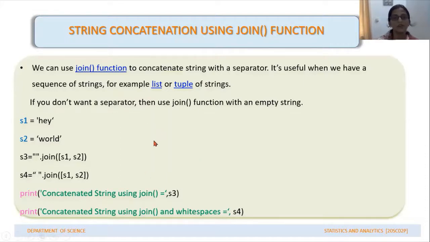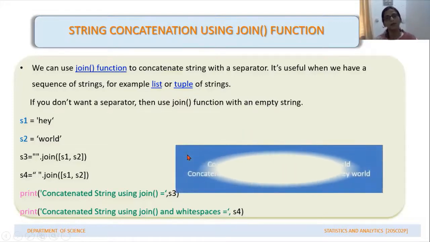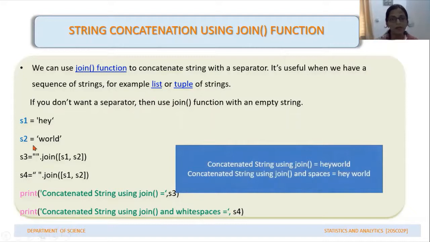Now this join function is very useful when you want to join strings which are arranged in the form of list or tuples. Now you can see the result of this code on your screen. When the computer prints S3, there will not be any space in between the words. And when the computer prints S4, there is a space in between the words.